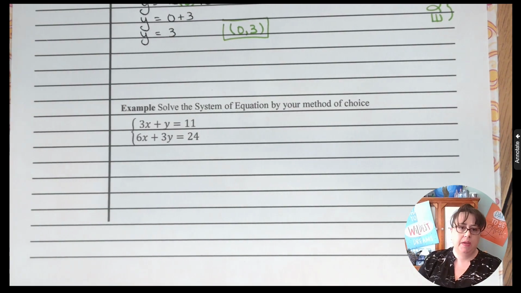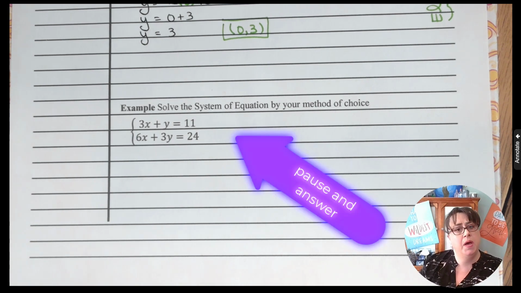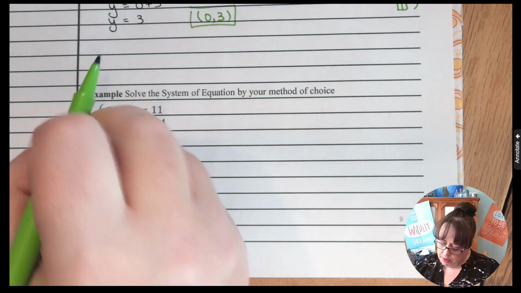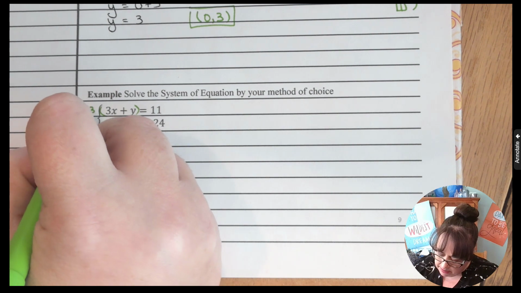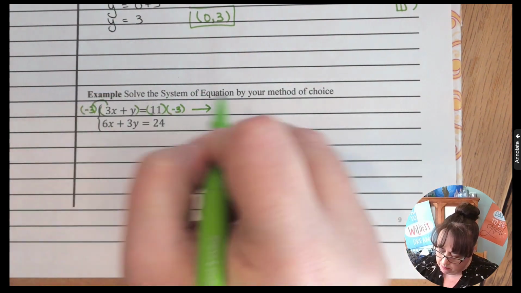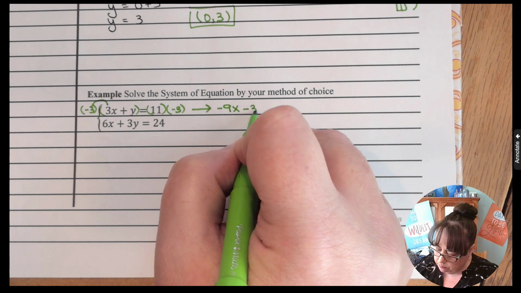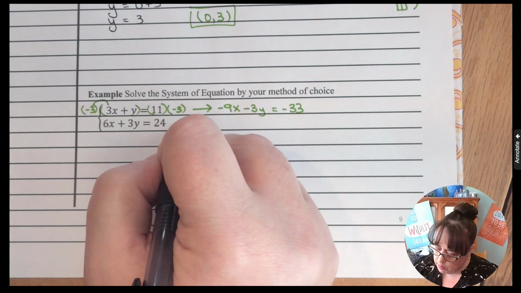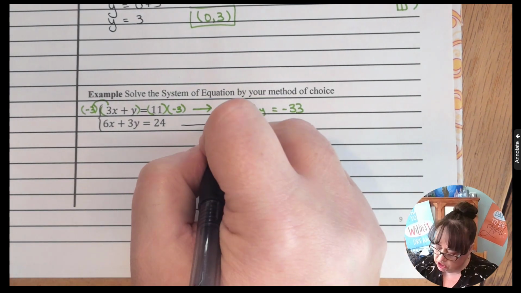This very last one, I would like you to decide whichever choice you want to do. Go ahead and pause the video, try it out, and then I am going to use my method of choice to solve it. Depending on what I've learned, I would probably go towards elimination on this one, even though there's an extra step. I would take my very first equation and I would multiply everything by negative 3 so that it was negative 9x minus 3y is equal to negative 33. The numbers might get a little bit big on this one, but I think that it's a pretty efficient method.